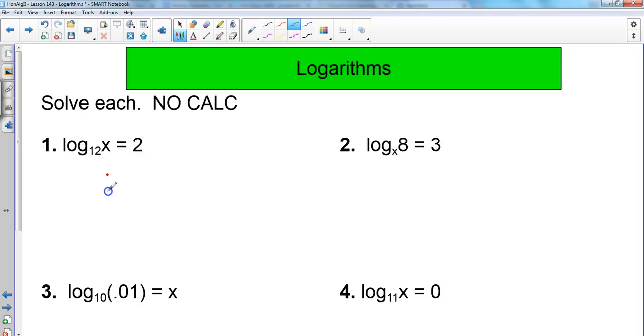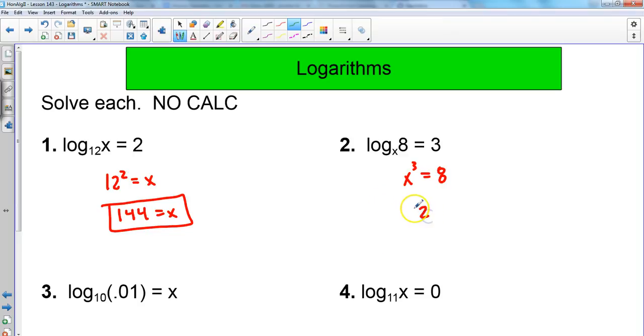So here we've got 12 squared equals x, and we know 12 squared is 144. So we've solved that. This is x to the third equals 8, and like I said on that last slide, we know that 2 cubed is going to be equal to 8 because 2 times 2 times 2 is 8.